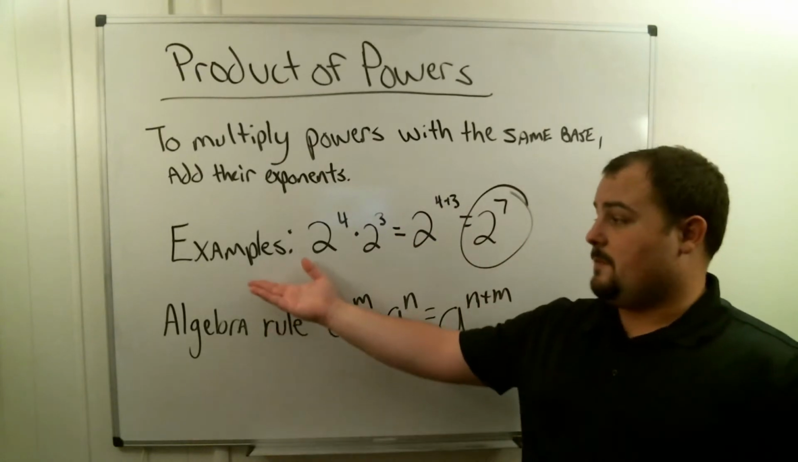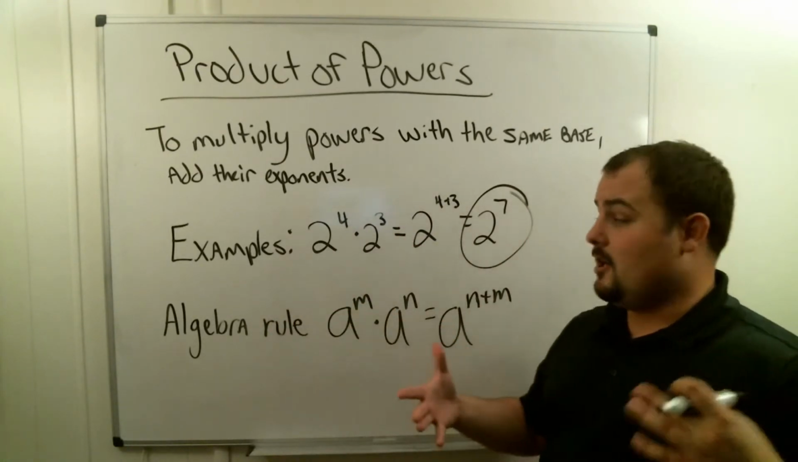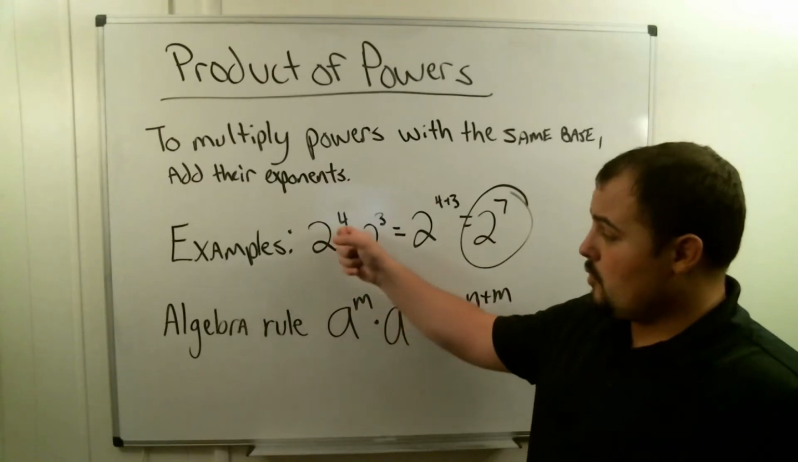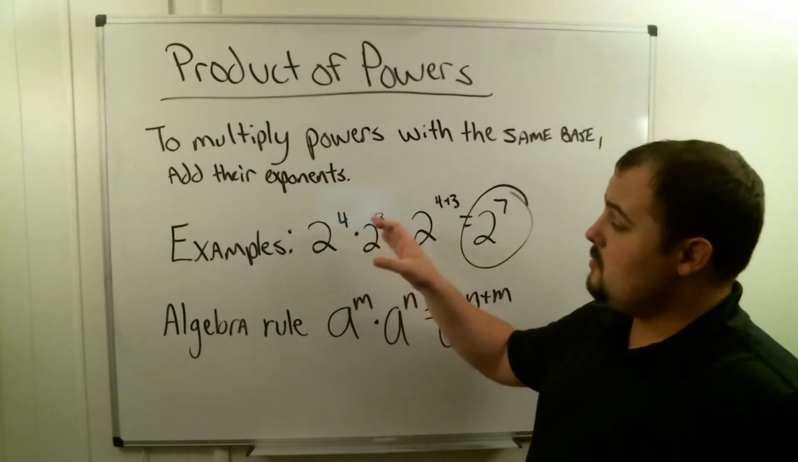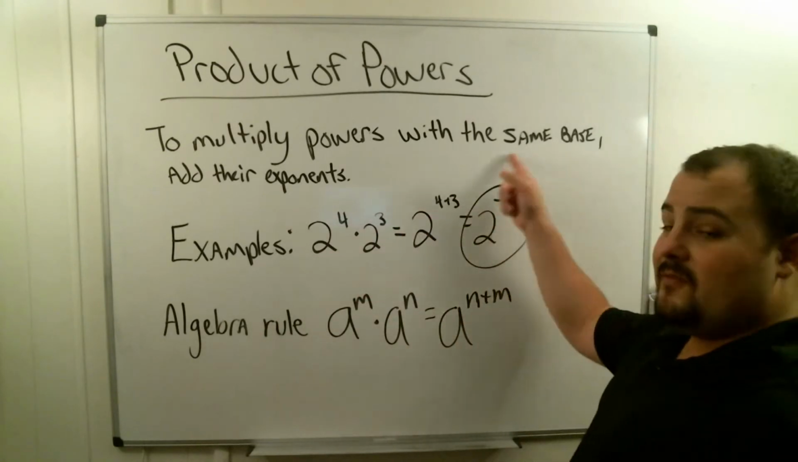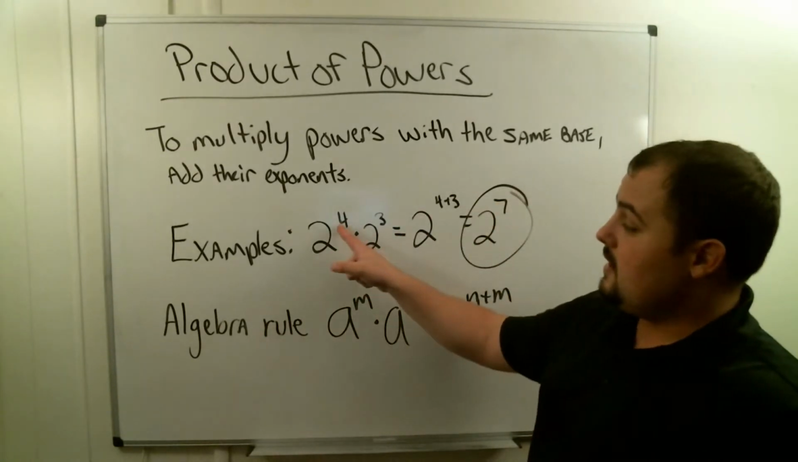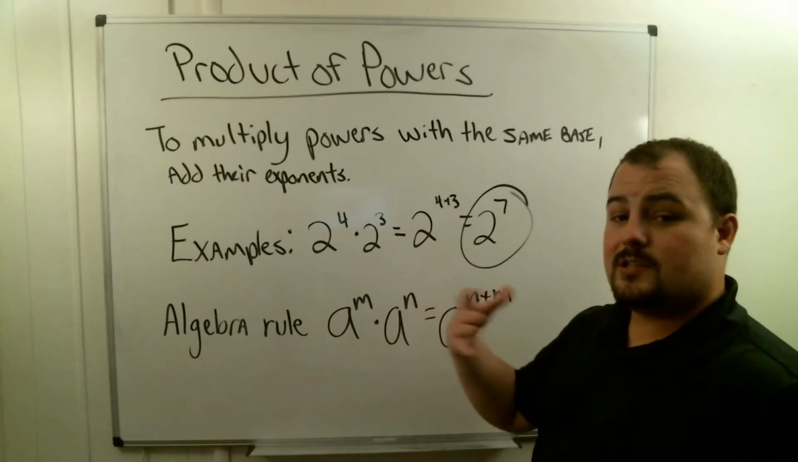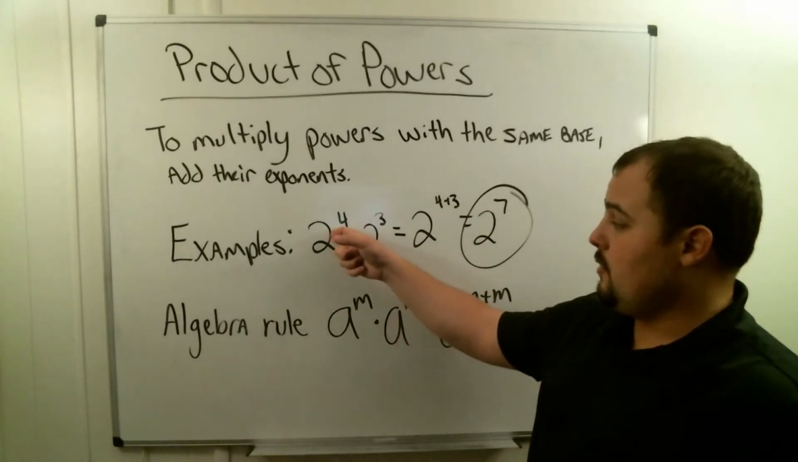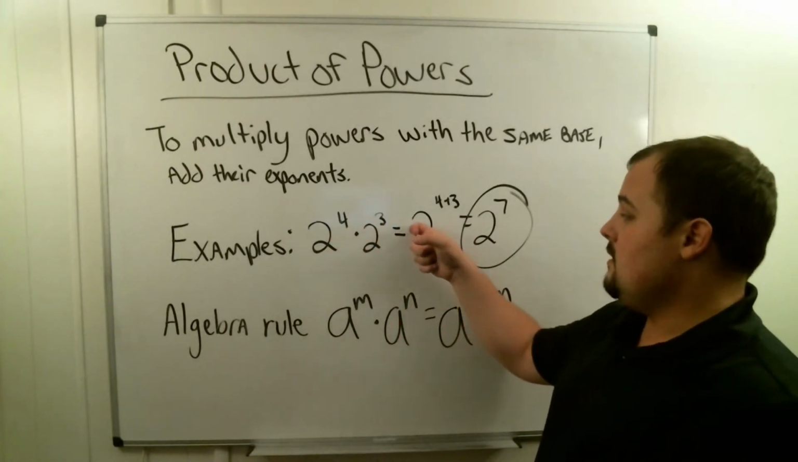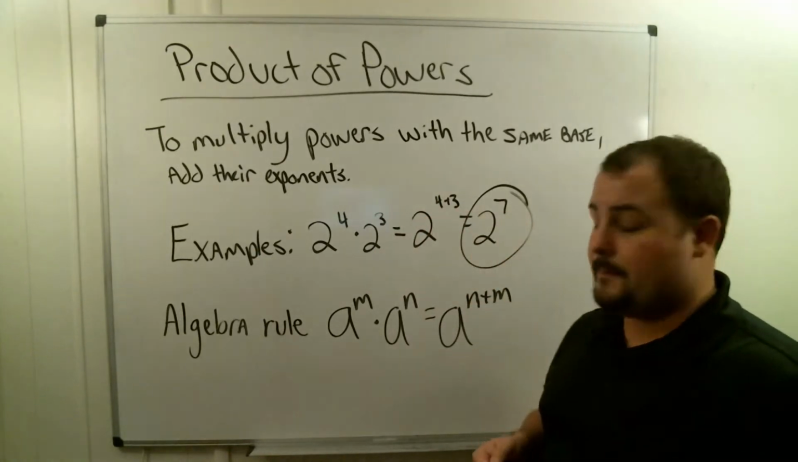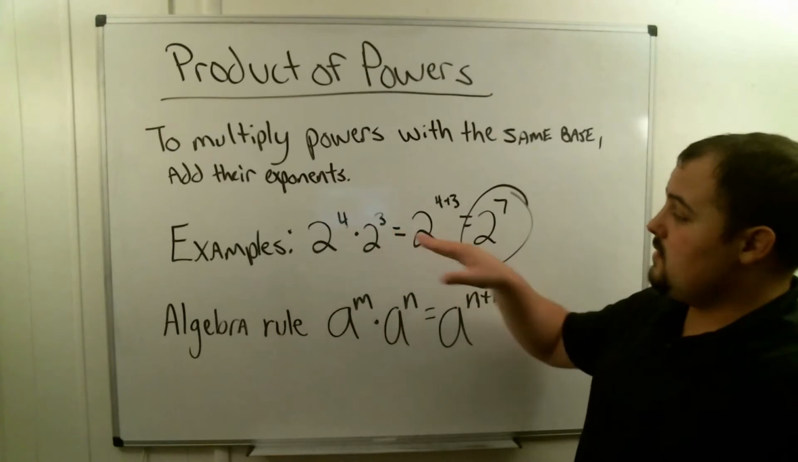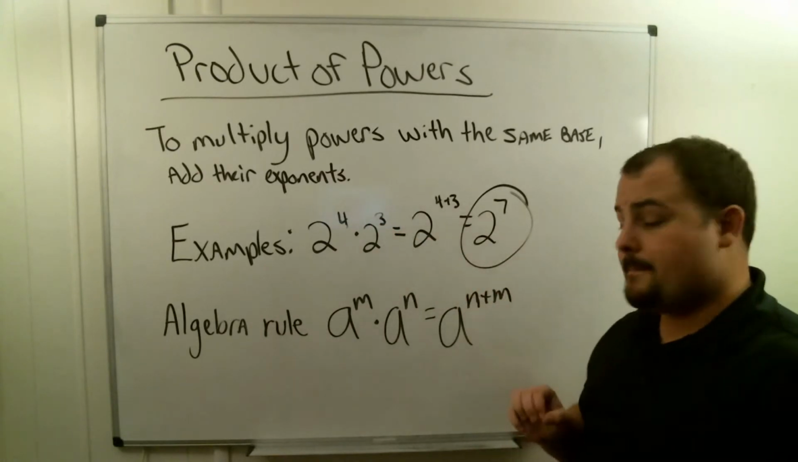So here is an example of maybe something you could write down that kind of helps. If I have 2 to the 4th power times 2 to the 3rd power, since these bases are the same, all we have to do is take these numbers up top, which are the exponents, and add them. So 2 to the 4th power times 2 to the 3rd power equals 2 to the 4 plus 3. Well, that equals 2 to the 7th power. So we add those as long as the base is the same.